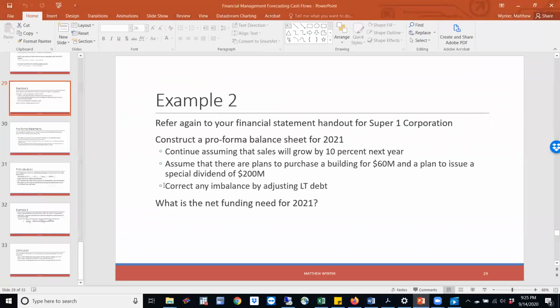Okay, so we found that our funding need for 2021 was 54.92 million. In the examples that are uploaded on Blackboard, what I want you to do is to also try this on your own and see what you're finding.